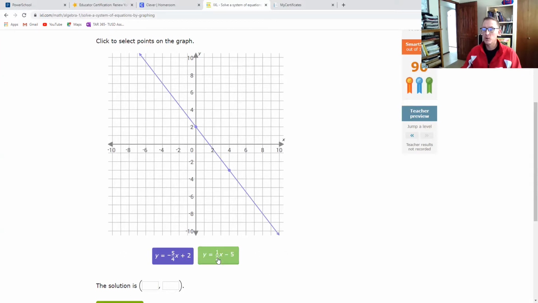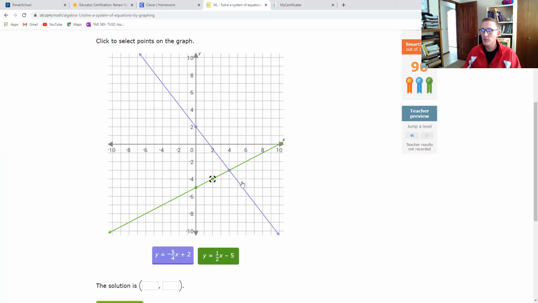I'm going to click over to the green one. The y-intercept is here, -5. So I'm going to go down 5. I'm going to draw my first dot. And then the slope is 1/2. So that's rise 1, run 2. Boom. And it draws both lines for you.